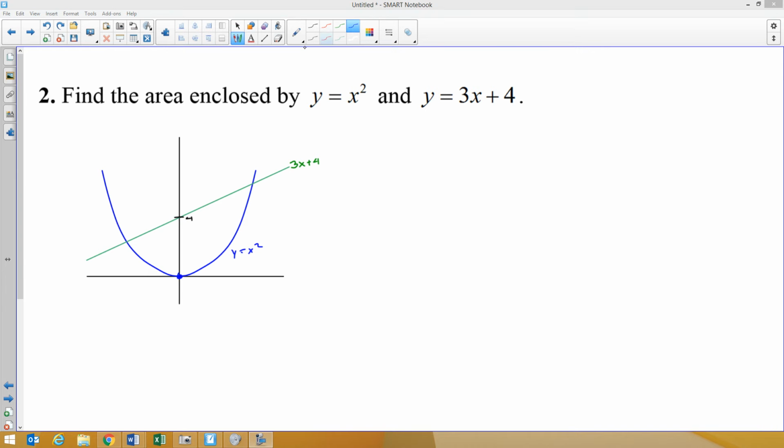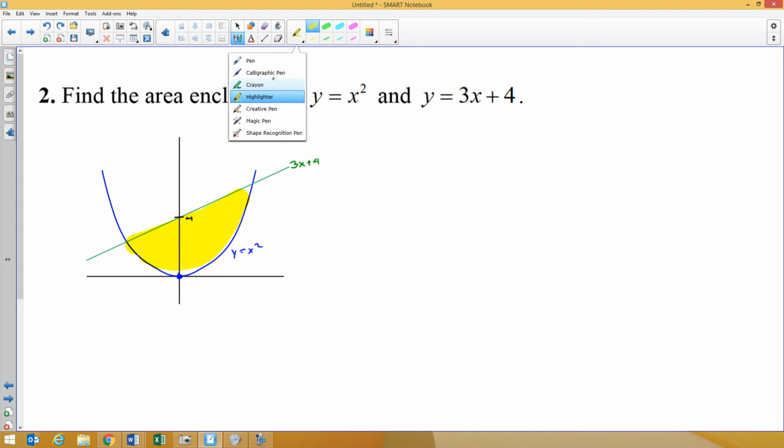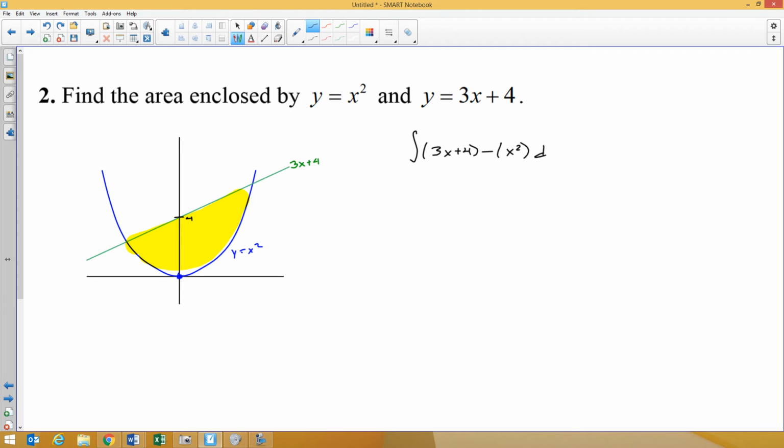Alright, so there's the graph. I can clearly see an enclosed region right here. My top curve is the line, 3x plus 4. My bottom curve is the parabola, so I know my setup is going to be at least this: my top curve, 3x plus 4, minus the bottom curve, which is just x squared. And now what I've got to do is figure out what the points of intersection are. So I need to know what that x coordinate is, and I need to know what this one is right here. Right there. So I'm going to find that intersection.